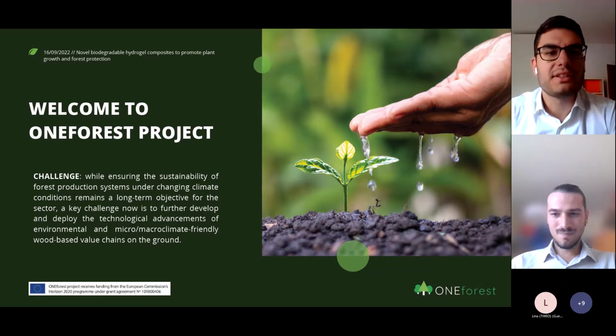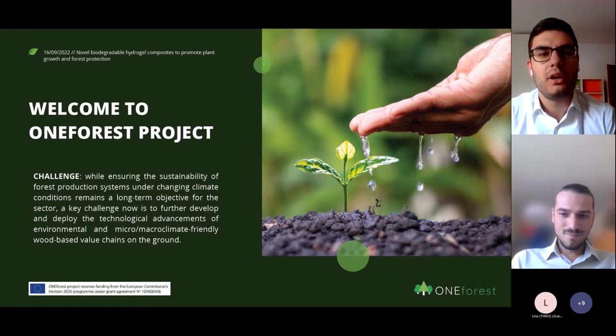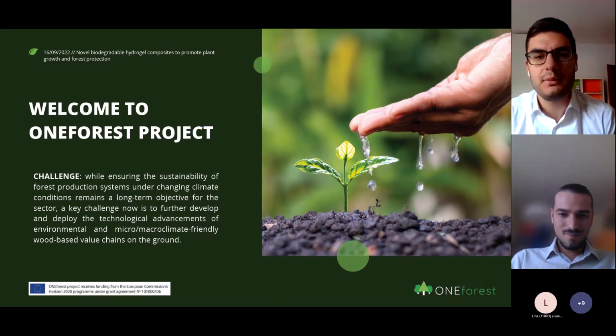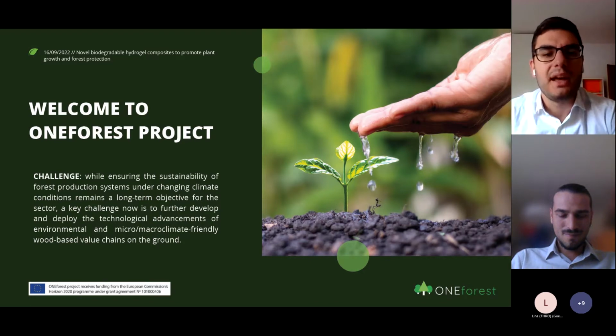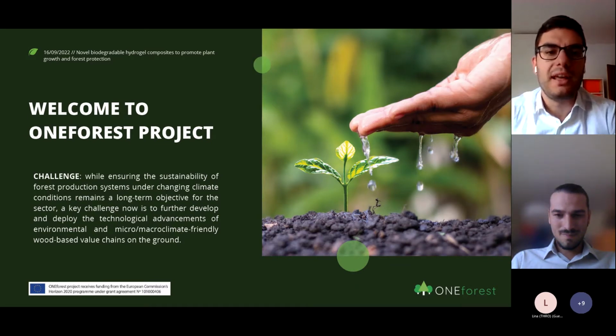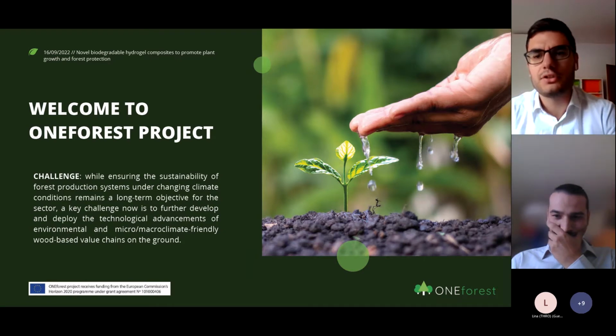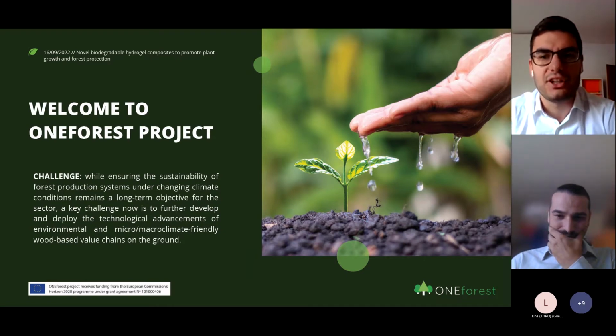Now, what is ONEforest project? So maybe many of you already know ONEforest is an European, multidisciplinary project that aims at developing technological advancements for the protection and repopulation of forests. And it is multidisciplinary because it involves both engineering activities and also socio-economical activities. So, of course, I'm more interested in the engineering part.